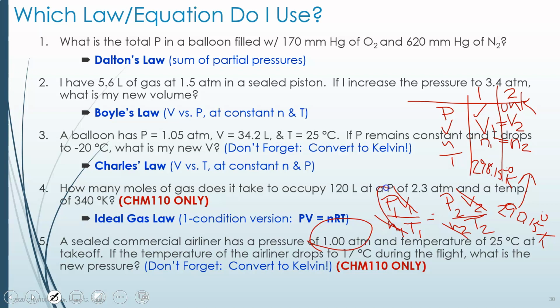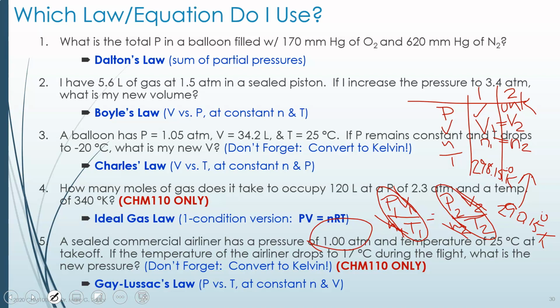And now we end up with P1 over T1 equals P2 over T2, and this is simply Gay-Lussac's law or Amontons' law. So always start with the appropriate equation. If you have a one-step problem or one condition problem, you're going to use the ideal gas law for that.